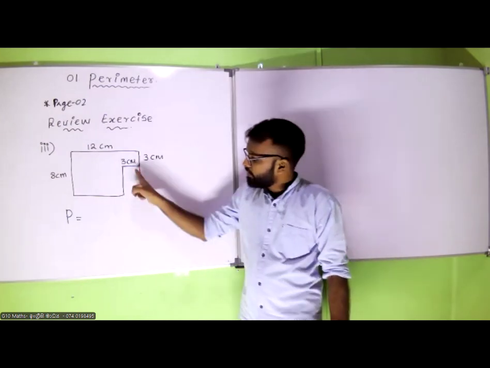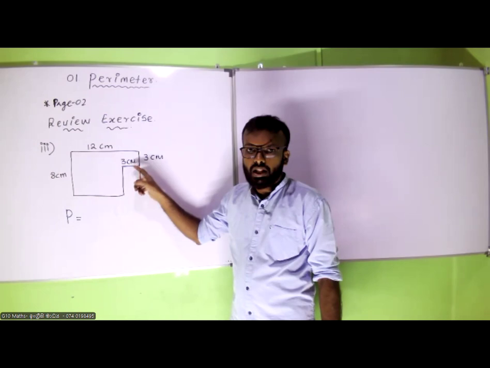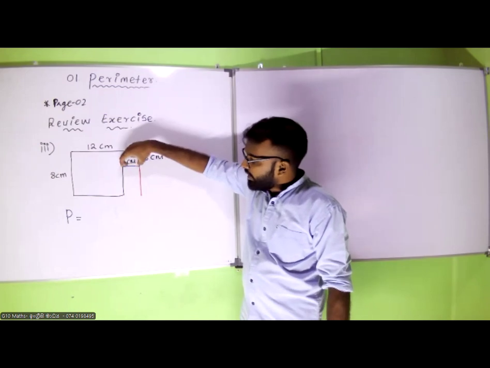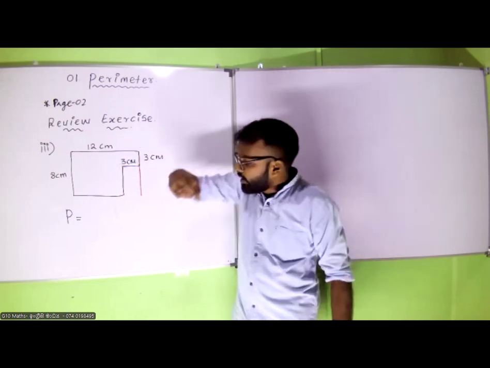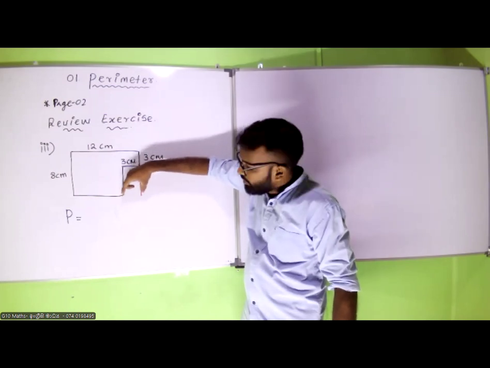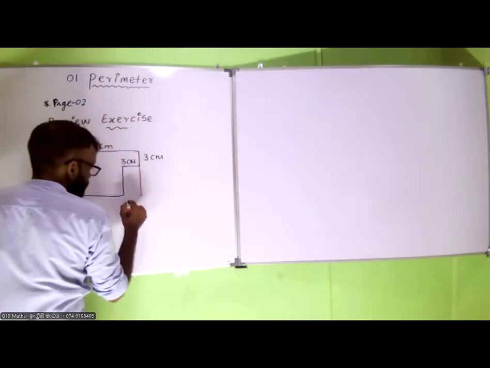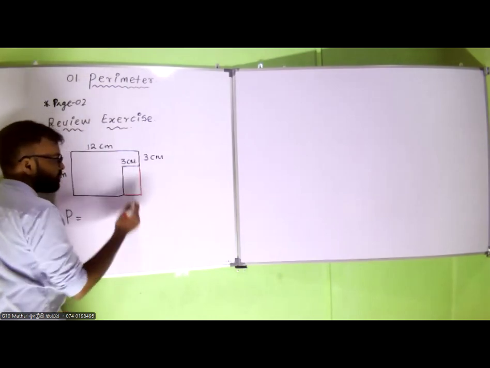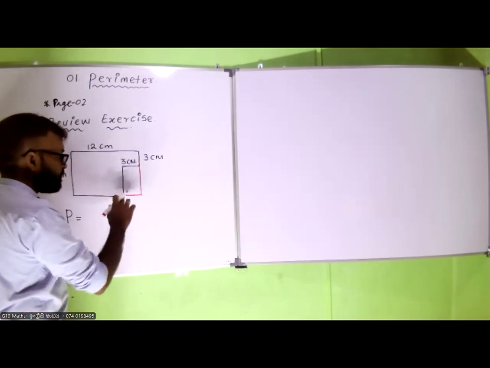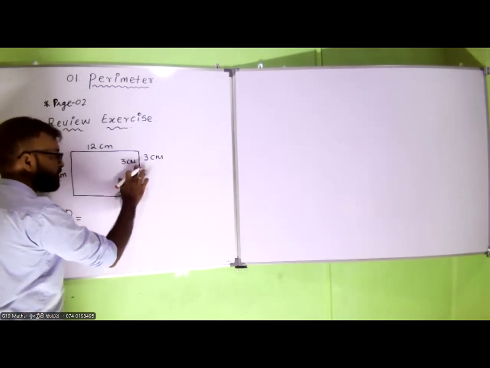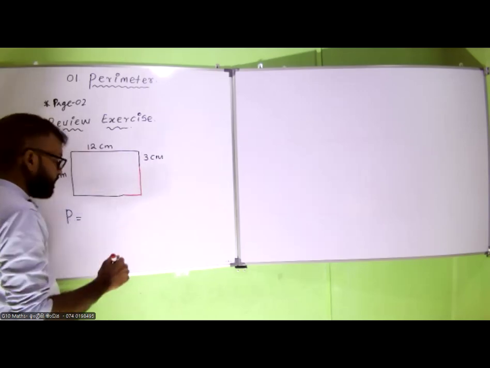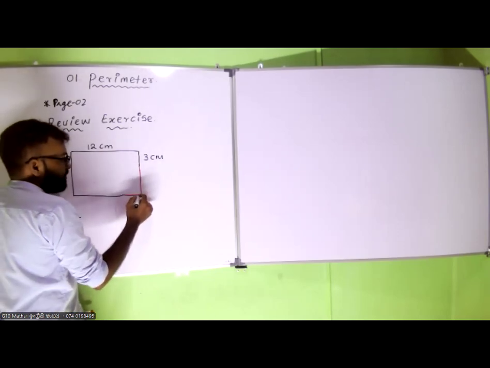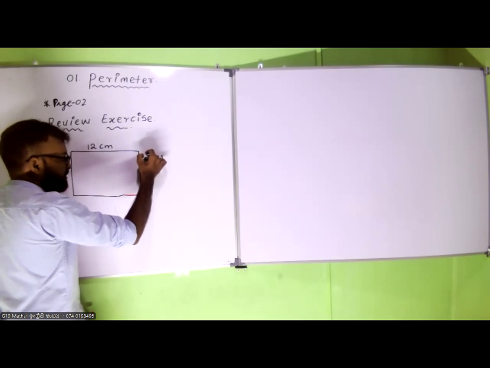Likewise, can you move this 3 centimeter line below? Yes, Nick. I will take this 3 centimeter line and I will place it here at the bottom, like this. Now I will not be needing this one. Now this is a rectangle, right? So I don't want this 3 centimeter as well.